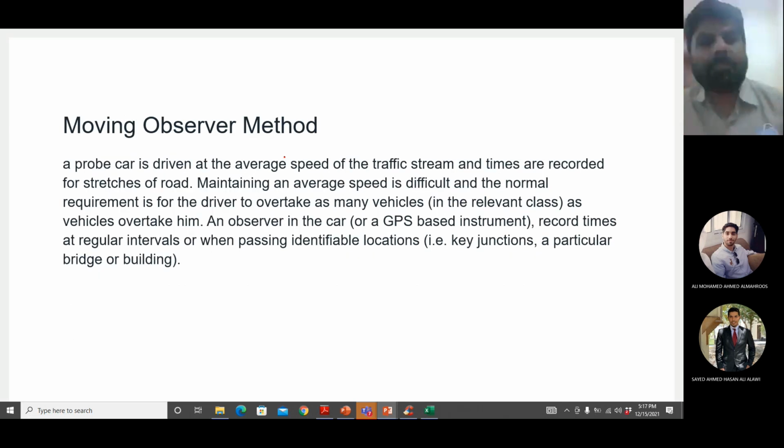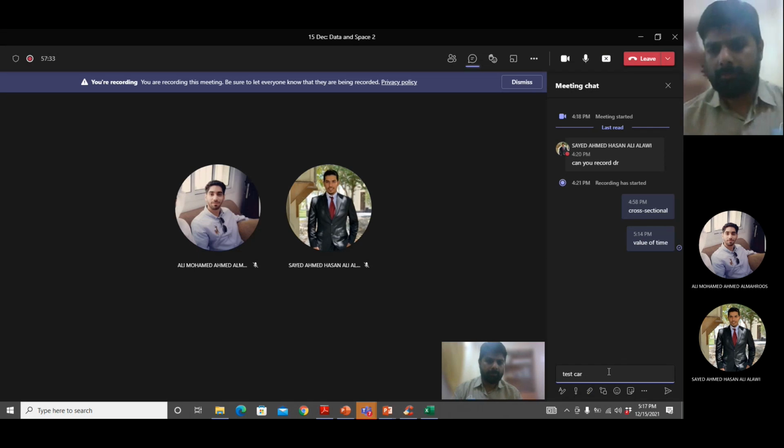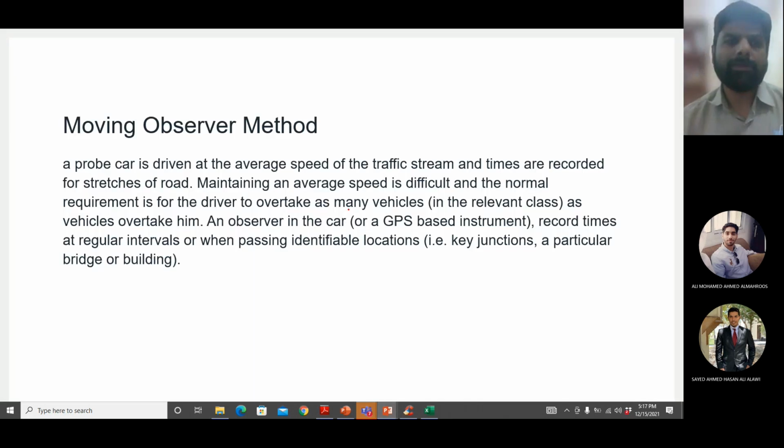For travel time observation, we use a method which is known as the moving observer method. In the undergraduate course, I called it the test car technique. It means the same thing: test car, moving observer method. A probe car, probe meaning an observation car, is driven at the average speed of the traffic, and then you record the time of that car moving from one end to the other end. And you try to maintain the average speed under normal conditions.